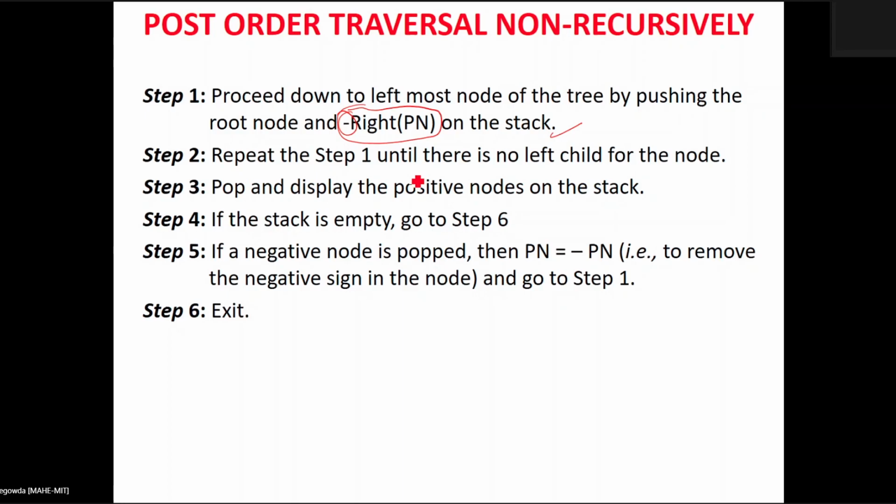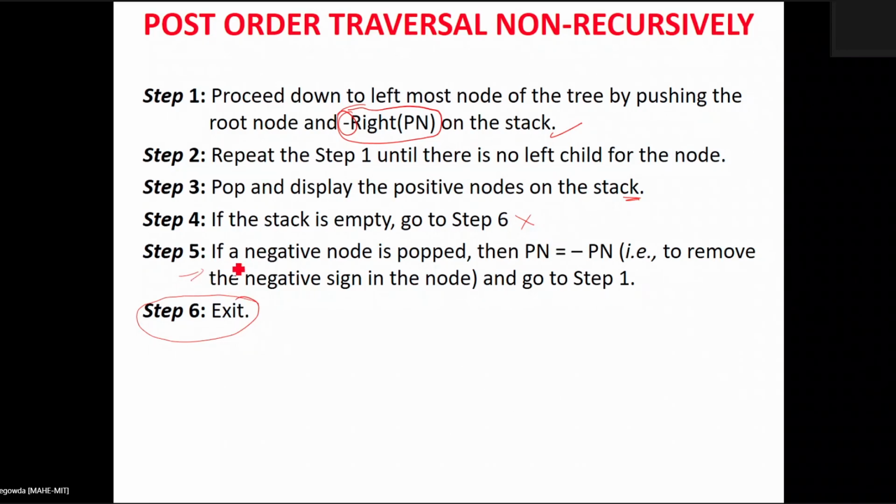Then repeat step 1 until there is no left child for the node present. Then pop and display the positive nodes on the stack. After that, if the stack is empty, go to step 6, meaning it is understood that we have visited all the nodes. Suppose there are still some nodes, then it will not come to step 4, we have to go to step 5.